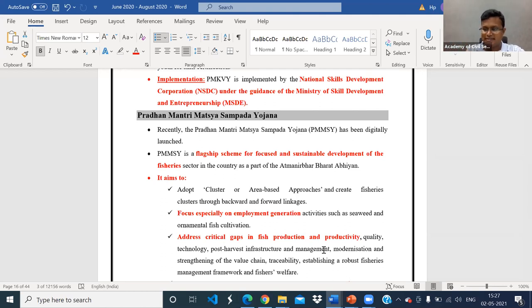But we are not utilizing that. Production is less than productivity. Productivity means the ability to produce. Then we have to match the gap between the production and productivity of the fishery sector. That is one aim of the Pradhan Mantri Matsya Sampada Yojana.